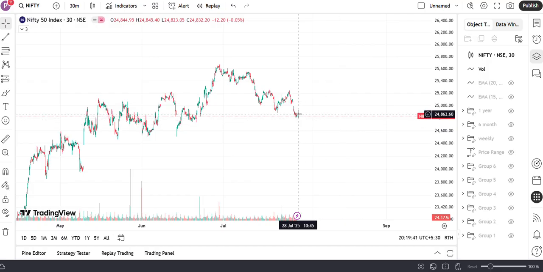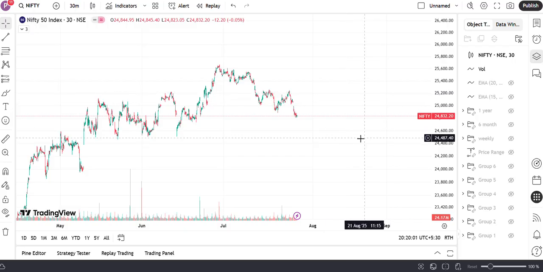Two opportunities: if support comes and people are buying, then a bounce is possible. And even if it bounces, I'm not expecting beyond 25,200. And if at 25,000 people panic, then also 100 to 200 points only is possible. So that's all for this week.